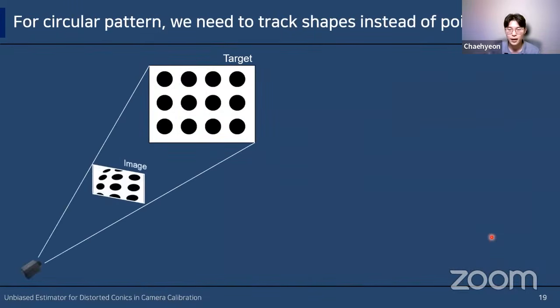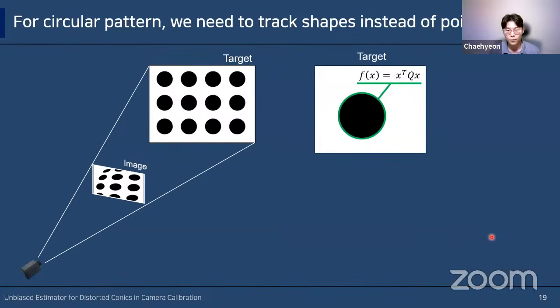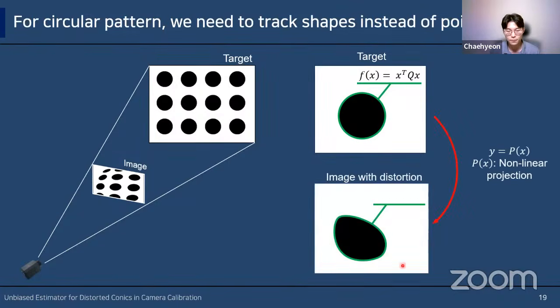To exploit these patterns, we need to track the entire 2D circle shape, instead of just tracking a point. The problem is that when there is a lens distortion, a circle is projected to the image like this. And there's no way to describe this distorted ellipse in an analytic form. So there's no mathematical way to describe these patterns, this shape.